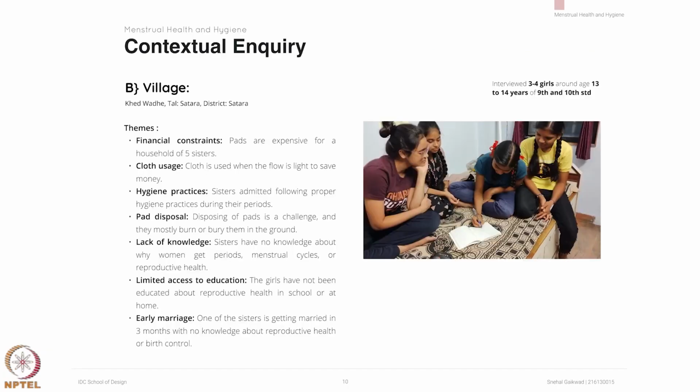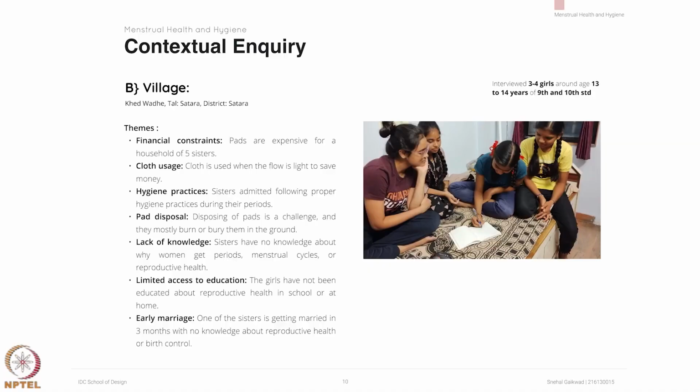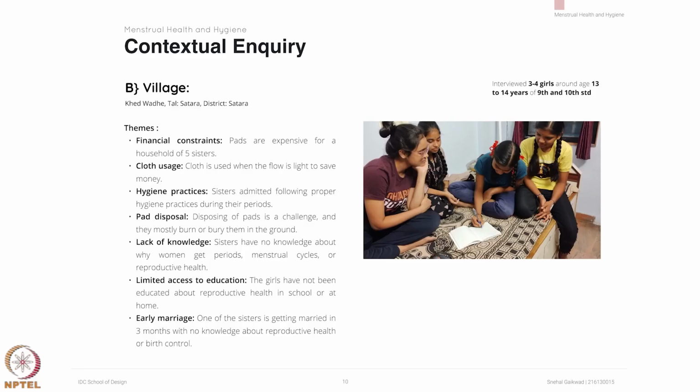In the second area also, same thing: they didn't know about what actually happens, the biological process. They didn't know about other means other than cloth pad and sanitary pad to manage. Disposing knowledge also was very limited. Plus one girl, third from the right, was getting married next month. She was getting her 18th birthday next month, and getting married 2 months after, but she didn't know about menstruation, the biological process, pregnancy and pregnancy control, nothing.